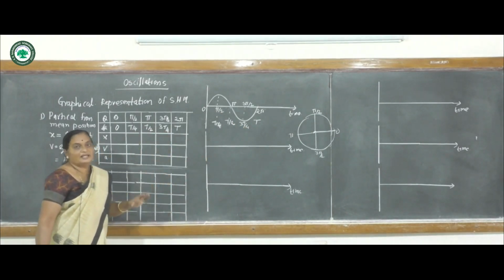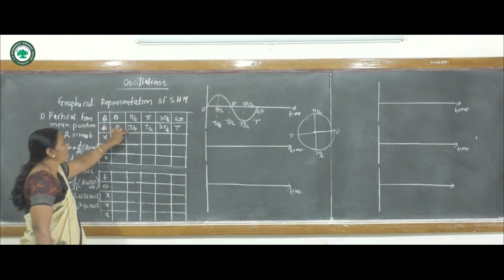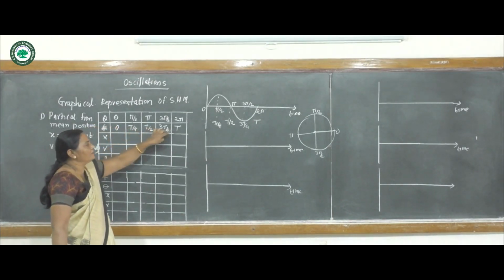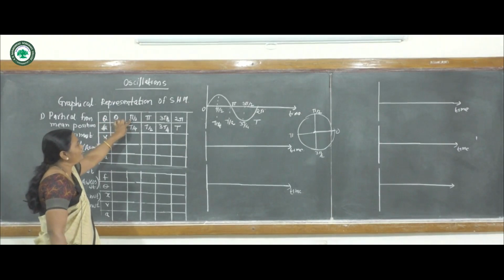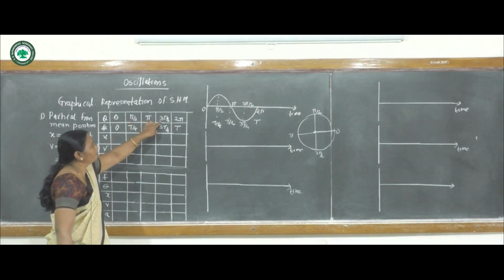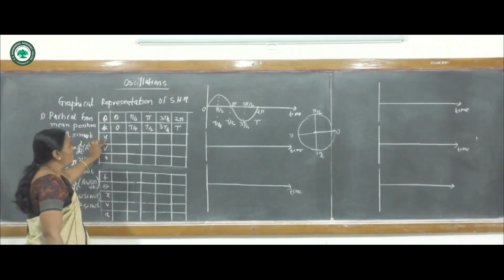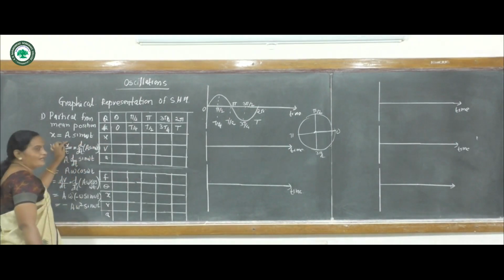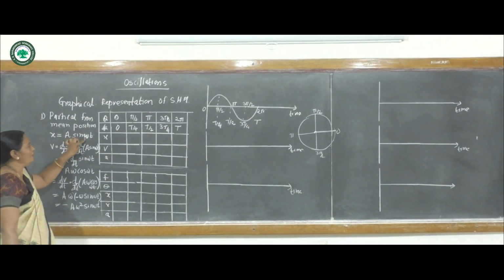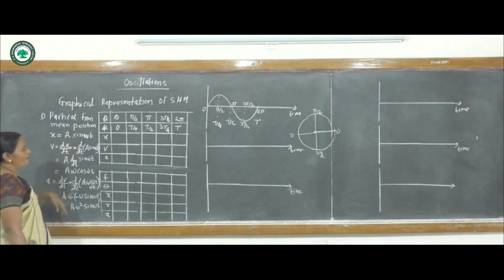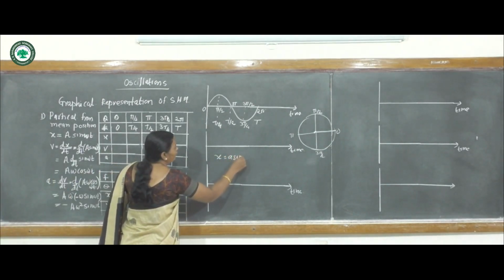Now we form a table, that is the function values at 0, T/4, T/2, 3T/4 and T in one complete oscillation. The angles are 0, π/2, π, 3π/2, 2π. Now consider the value of x here. We have x is equal to a sin ωt.